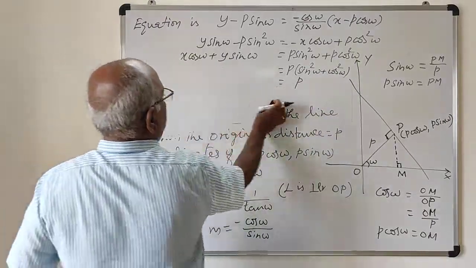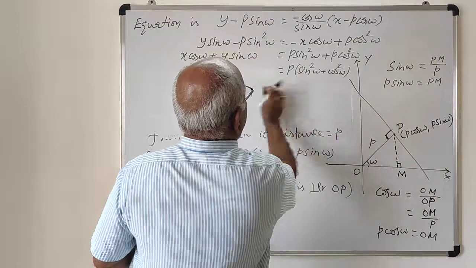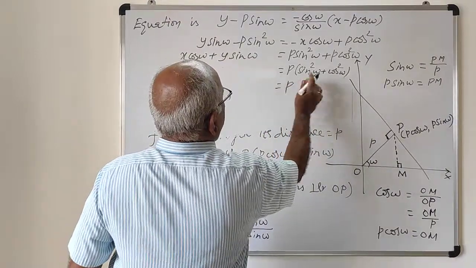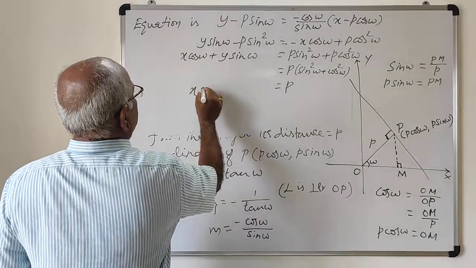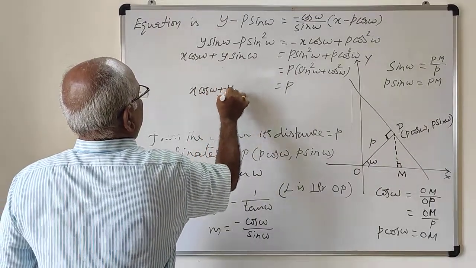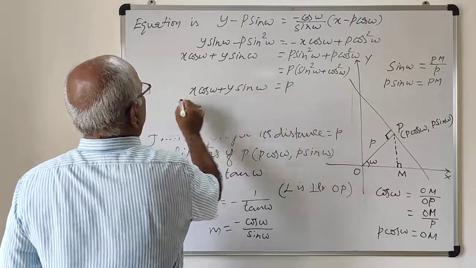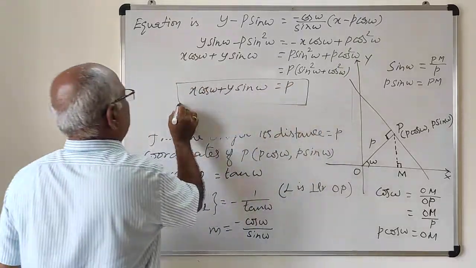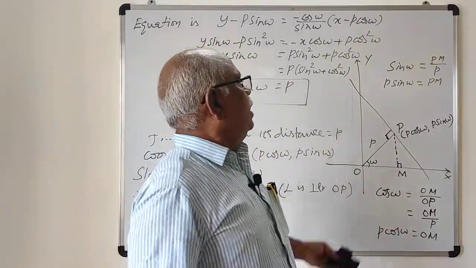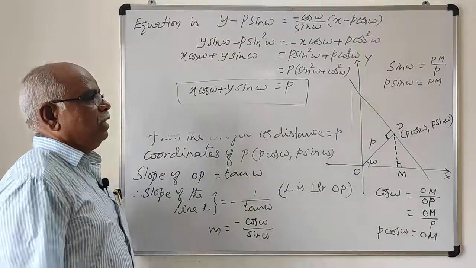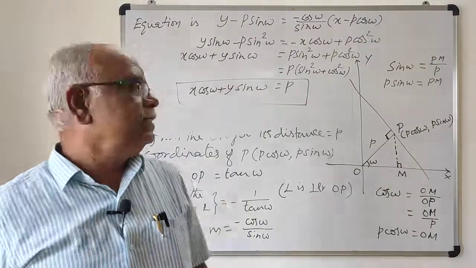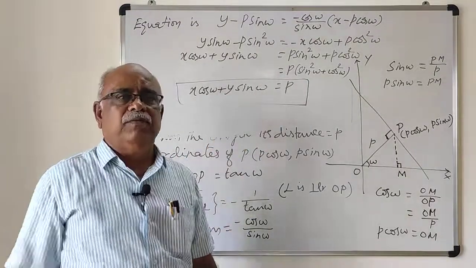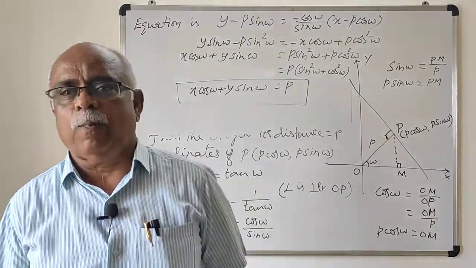Therefore, the required normal form of the equation is x cos omega plus y sin omega equal to p. That's all about the normal form of the equation. So far we have seen five different forms of the equation of a line. Using these forms, we will solve problems in the next video. Thank you.